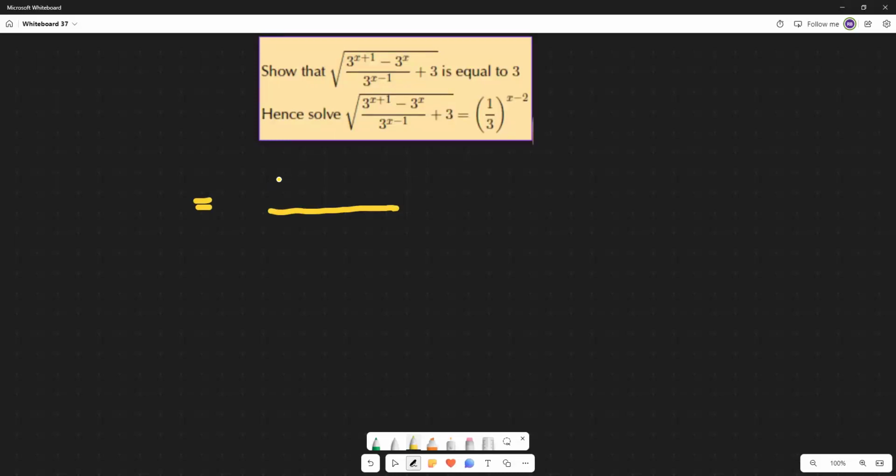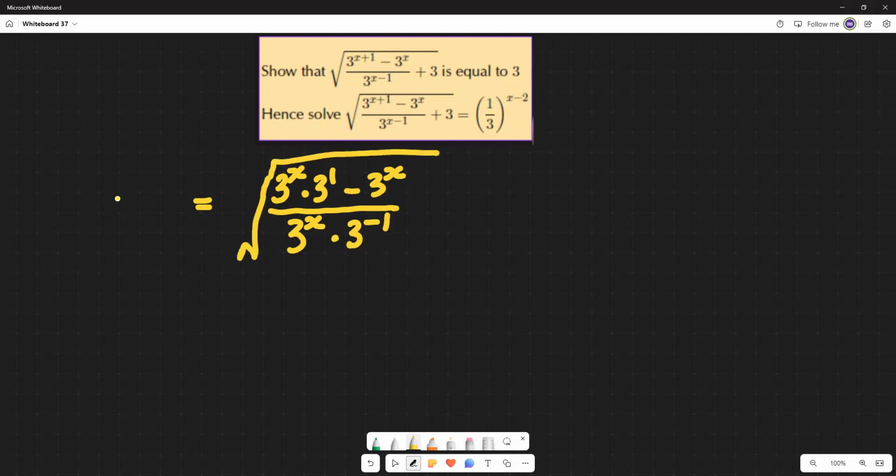So let's do that. So we're going to have 3 to the power x, and then I'm going to say times 3 to the power 1. I'm splitting this one. Then you have minus 3 to the power x. And then at the bottom, you're going to have 3 to the power x multiplied by 3 to the power negative 1. This is still equal to the square root here. Let's call this the left-hand side, because it's on the left, the 3 is on the right.